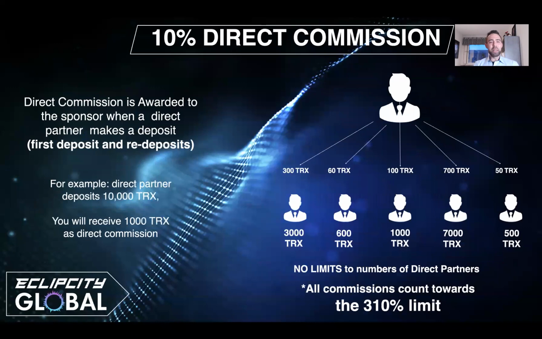Now, 10% direct commission is awarded to the sponsor when a direct partner makes a deposit. This goes for the first deposit and any future redeposit that might happen. So for example, let's say that your direct partner deposits 10,000 TRON. That means you will receive 1,000 TRON as your direct commission. There's no limits to how many direct partners you can have. This is a uni-level, and it is built and based upon building wide.